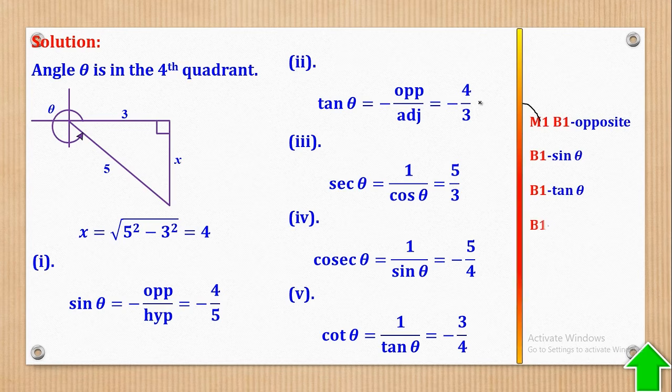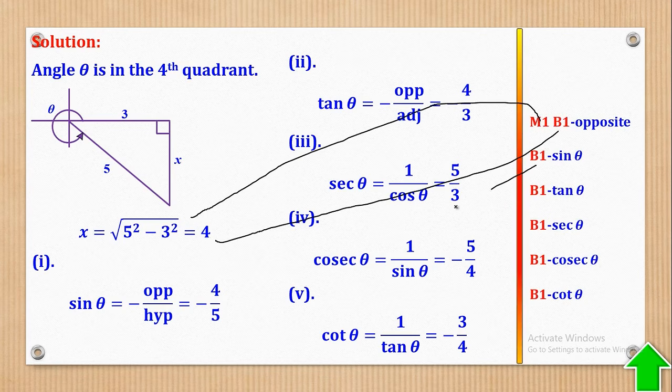Now M1 will be for this substitution, B1 for getting the opposite, B1 for that, B1 for this, B1 for this, B1 for this, and B1 for that.